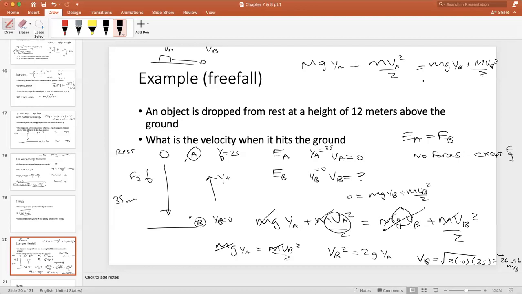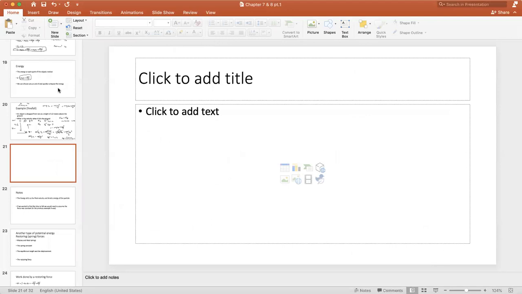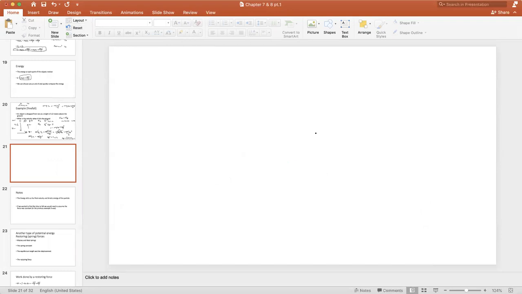However, something much more important is happening here that I want to talk about now, and then we'll keep talking about it later. As this thing fell, let's talk about this. As our object fell, at position A, all of its energy was MGYA. All of its energy was potential energy. And at B, all of its energy was MVB squared over 2, kinetic energy.